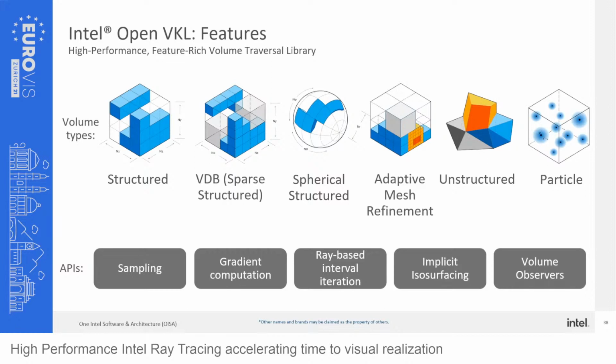Now, along with these volume data types, we also provide a powerful API for solving common ray volume traversal problems, such as sampling the volume and computing gradients at the sample locations. We also provide ray-based interval iterators and support computation of implicit isosurfaces. And we give developers flexible and custom access to volume traversal data through volume observers. And these APIs are agnostic to the volume type. You can write your renderer with the VKL sampling API knowing that the special optimizations handling of different volume data representations is going to be taken care of for you.